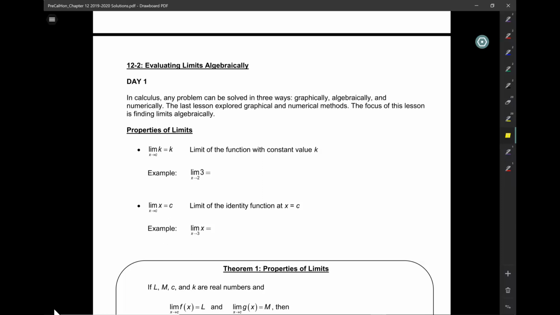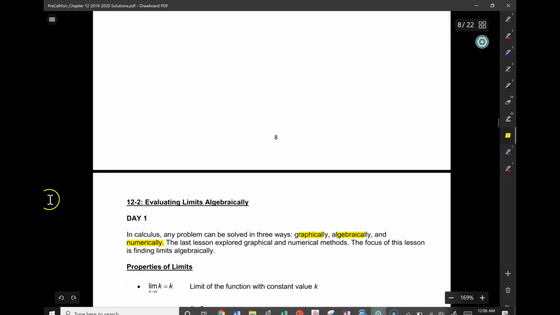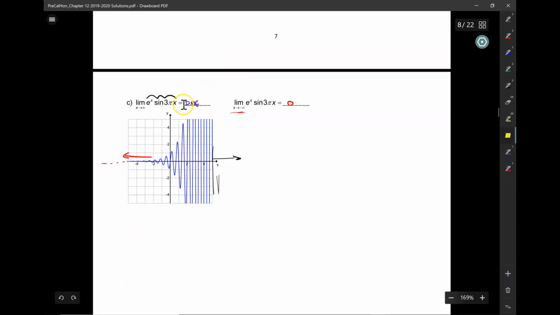So in calculus, any problem can be solved in 3 ways: graphically, algebraically, and numerically. What we did in the last section was actually, we focused on the graphical part, because if we had to find the limit, what did we do? Graph the function, examine the graph, and determine the limit.